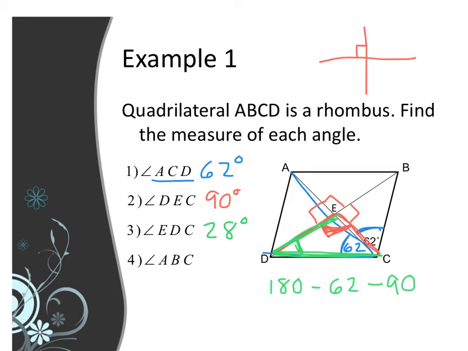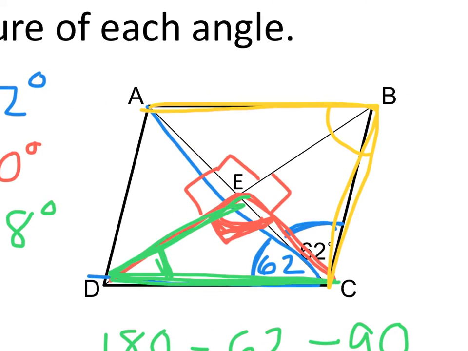Okay, last one. ABC. This angle here. If this was 28, this one is also 28, so this whole thing is 56. So we know that the opposite angle is also going to be 56.